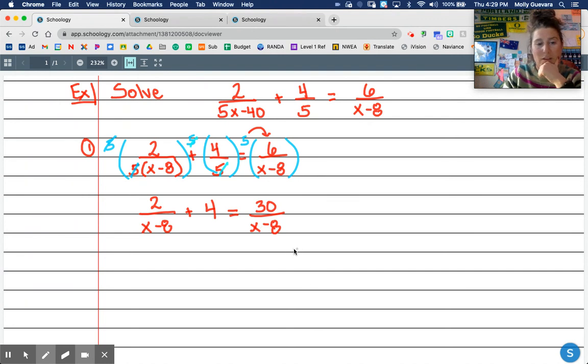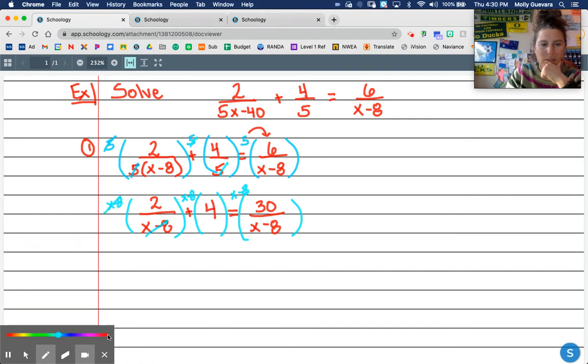Okay. Now I still have a denominator. Now I have a denominator of x minus 8. So I am going to have to multiply every single term by x minus 8. Okay. So these guys cancel, and I'm just left with 2. So this is kind of step 2. Sorry. There you go.